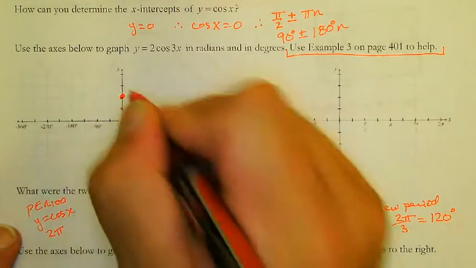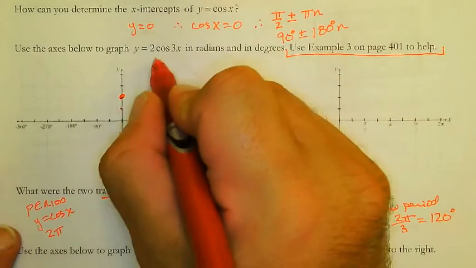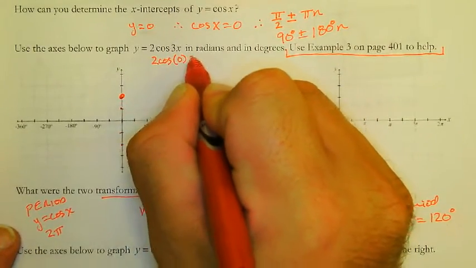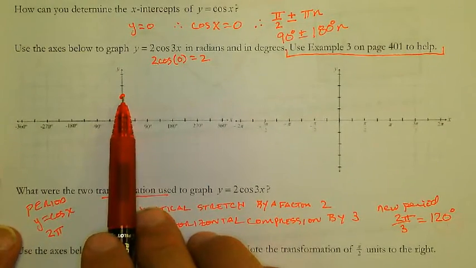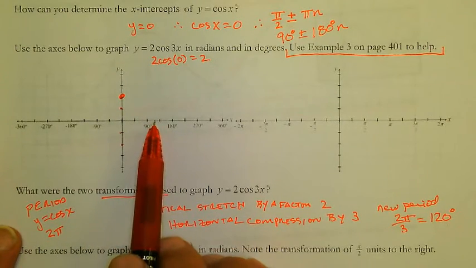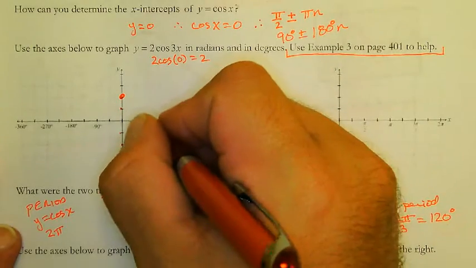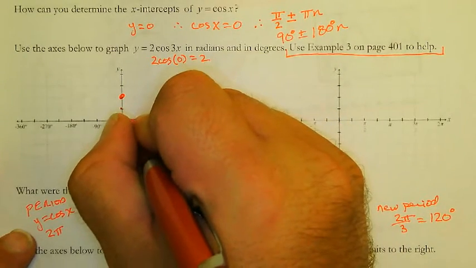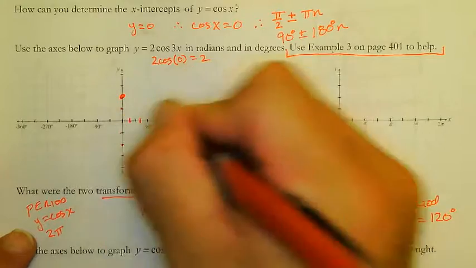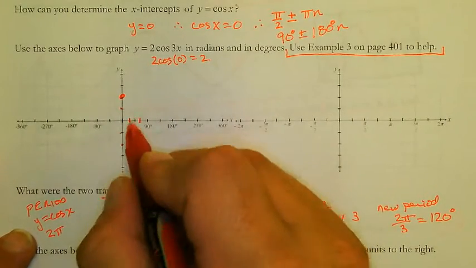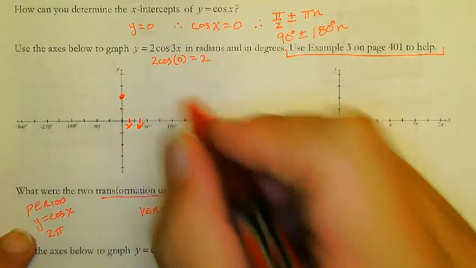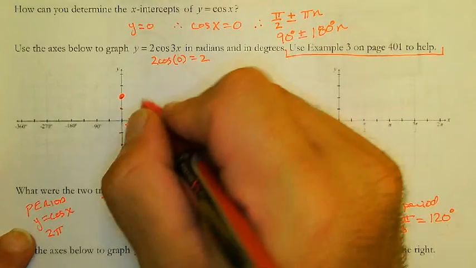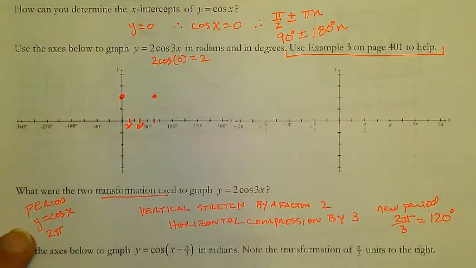So when x is 0, 2 cosine of 0 is going to be equal to 2. So this is where I am. Then what's going to happen? It's going to be 120 degrees. To think about how to get to 90 degrees, I could break it up this way: here's 30 degrees, here's 60 degrees, there's 90 degrees. Then to get to 120 degrees would be the space that it takes to repeat.